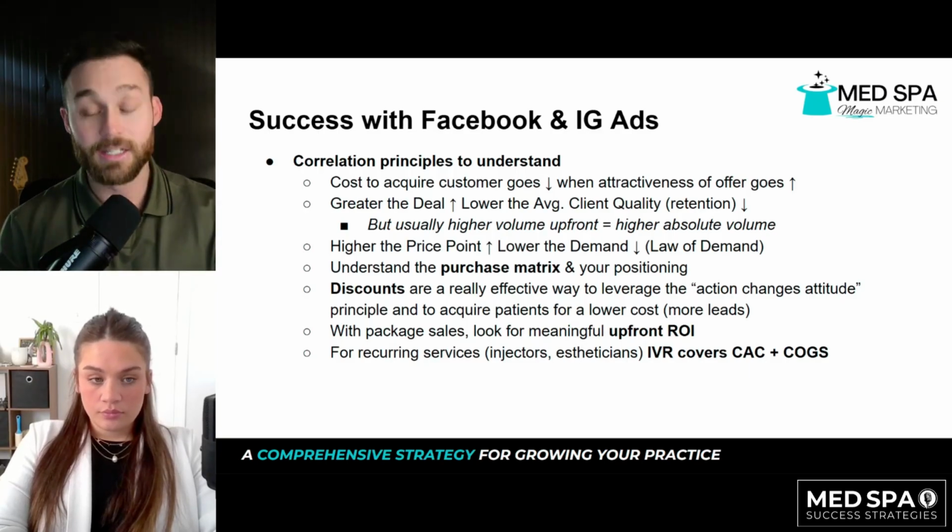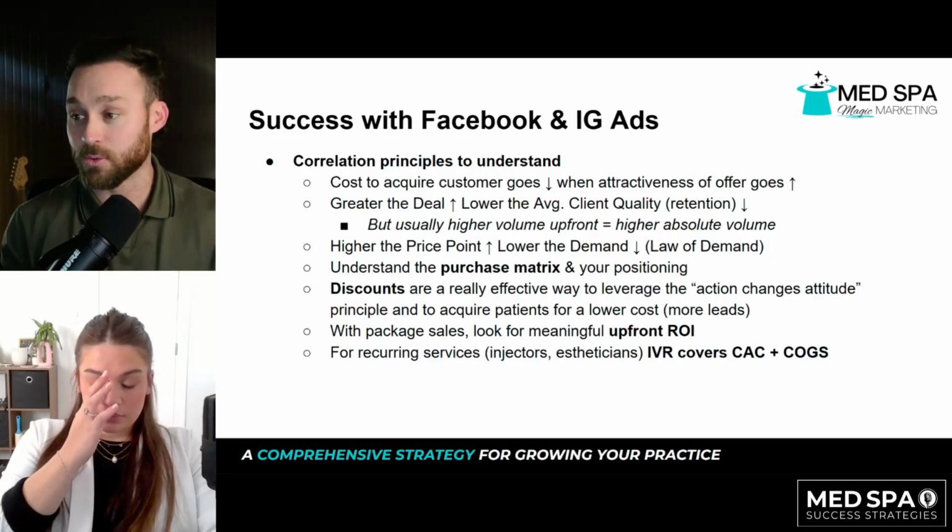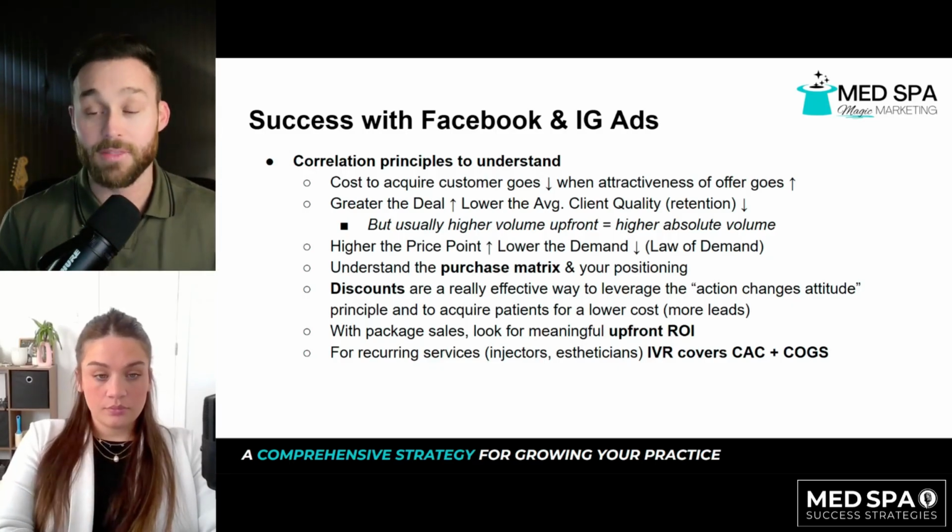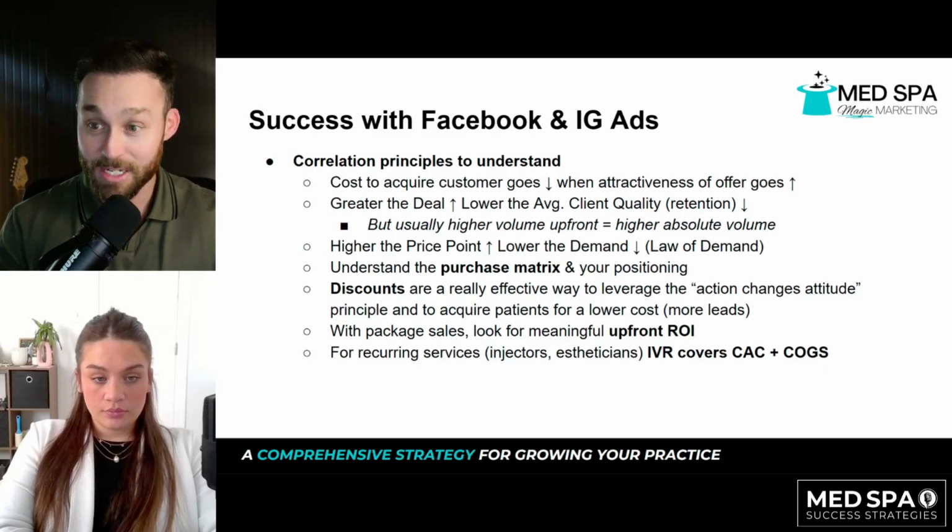Next thing is the law of demand. We did a whole video on this in 2025, but simply put, the higher the sticker price on the service, the lower the demand. Less people are going to buy it, right?